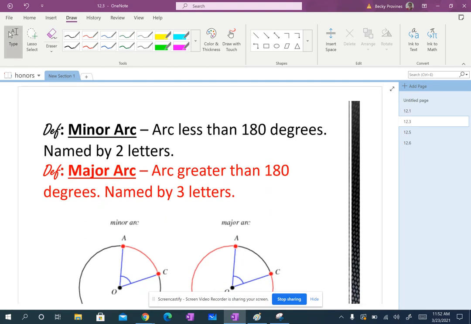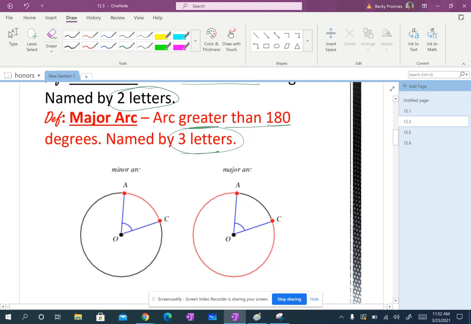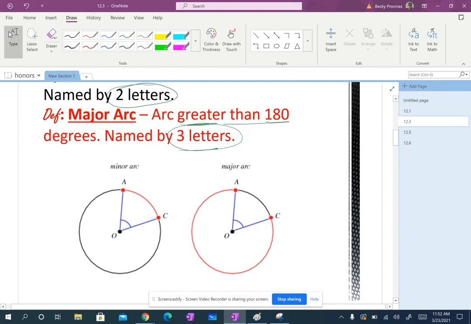Now, we have minor arcs and major arcs. You may guess minor means smaller, major means bigger. So, minor is less than 180, and major is greater than 180. Now, we have to use two letters with minor arcs and three letters with major arcs. Okay. And so that's to avoid confusion.